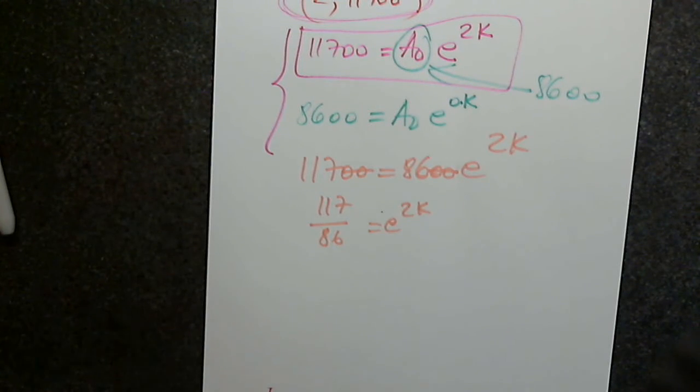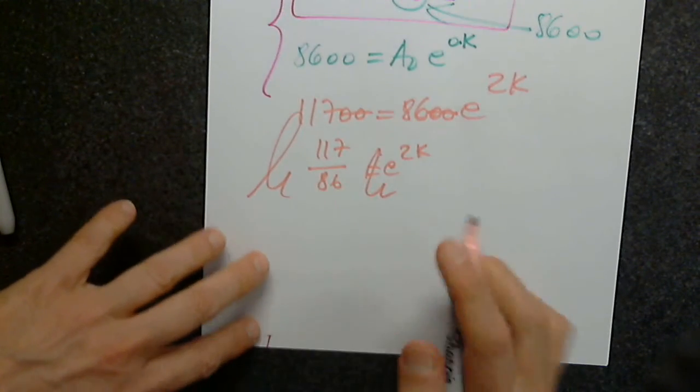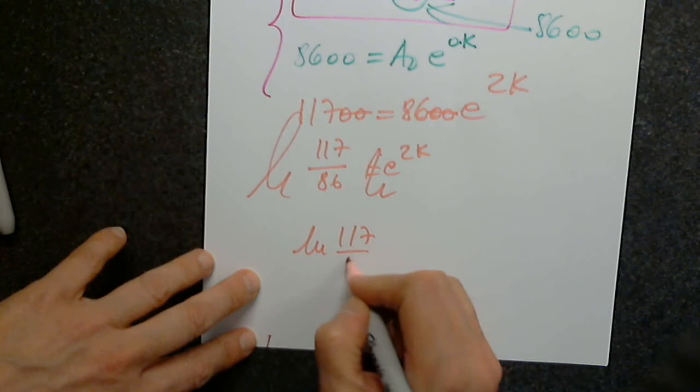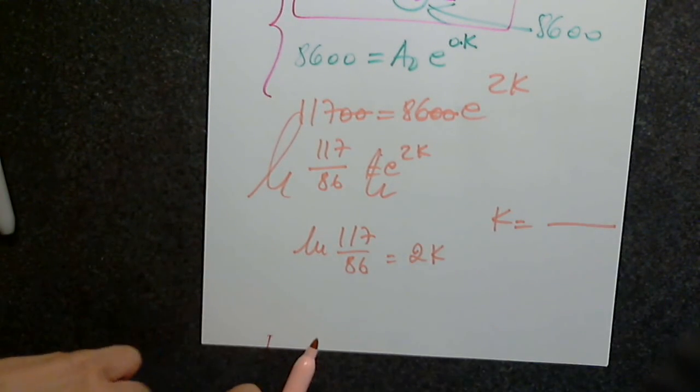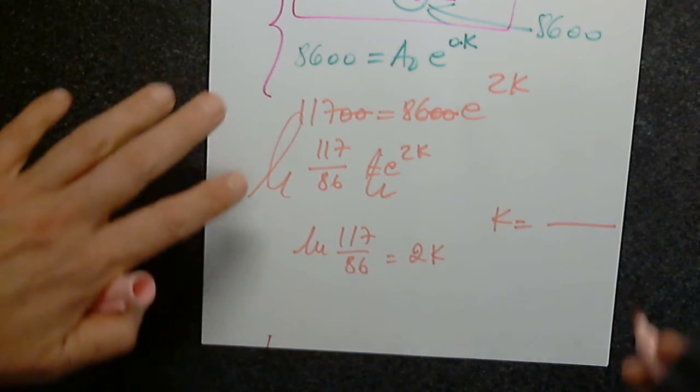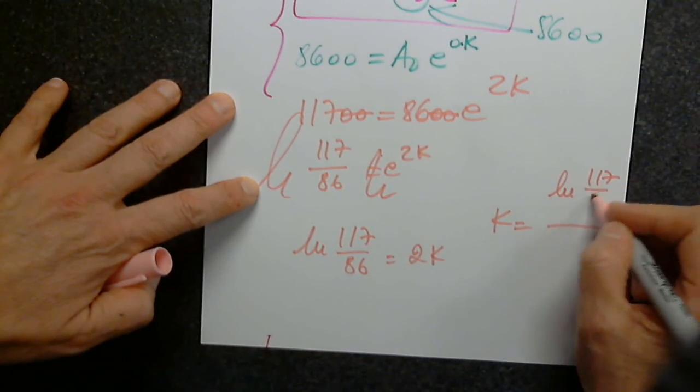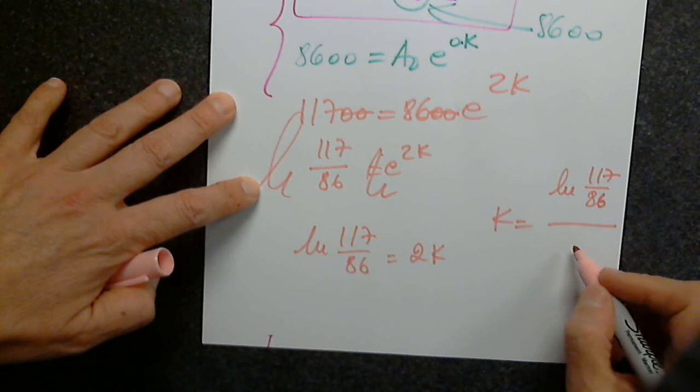Okay, so then now I apply natural log to both sides, so I get natural log of 117 over 86 equals 2k, and that's how I get the k. Natural log of 117 over 86 divided by 2.